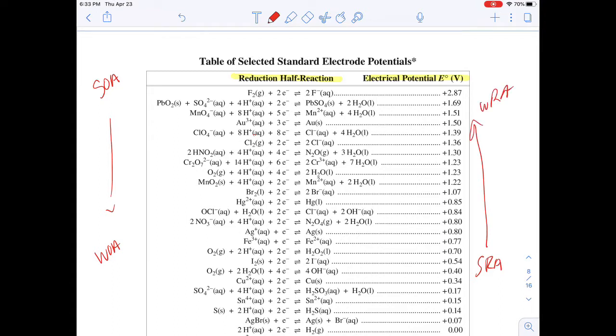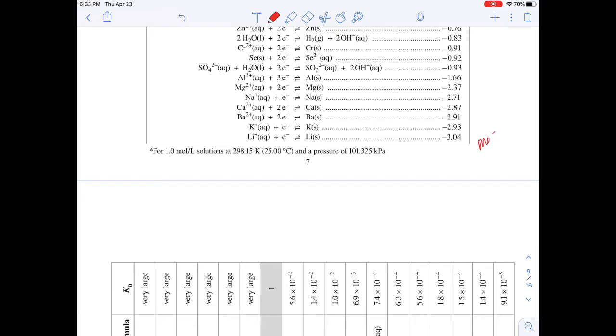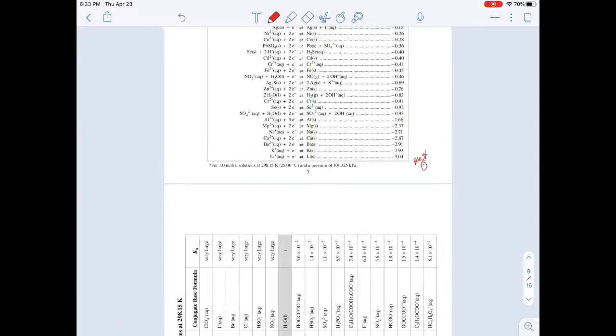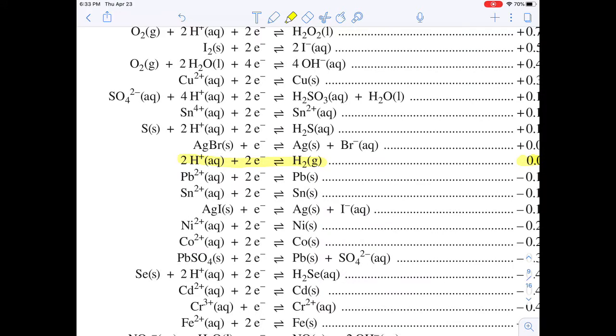But you also notice that for these reduction half reactions, reading this way, this electrical potential goes from most positive down to, at the bottom, the most negative. And so the values that are there are all in reference to the reference cell. And the reference cell in this table is at 0 volts. The way that they do that is they construct a variety of cells using hydrogen as the anode.